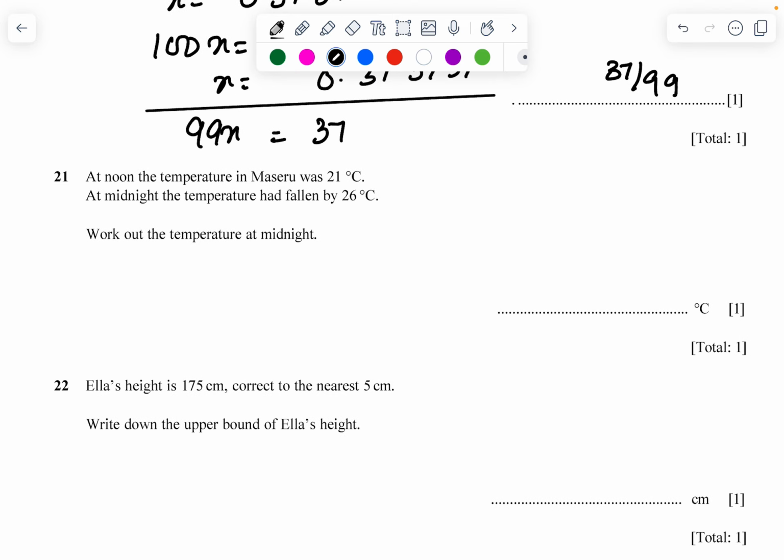At noon, the temperature of Maseru was 21. At midnight, it has fallen by 26. So 21 minus 26, which is negative 5.